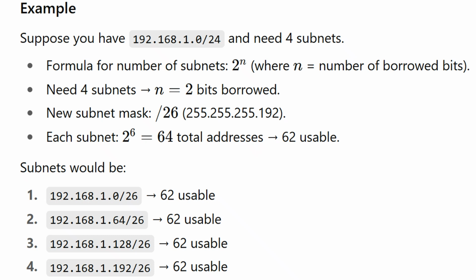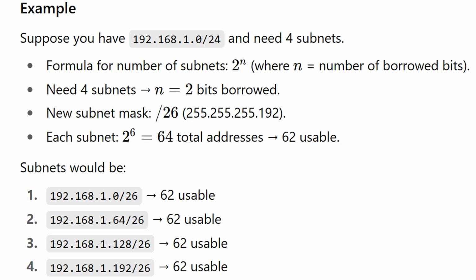So this is the example. In this example, the given IP address is 192.168.1.0/24 and we need 4 subnets. The formula for the number of subnets is 2 power n, where n is the number of borrowed bits. In this problem, it requires 4 subnets, so n is equal to 2 bits. So 2 bits are borrowed. The new subnet mask is /26.